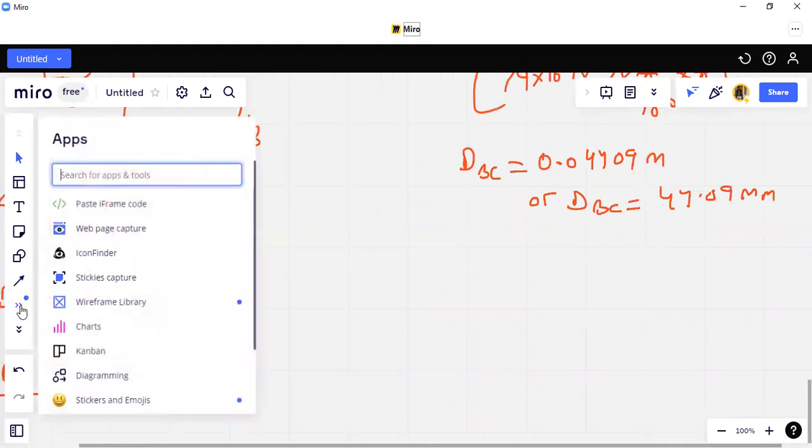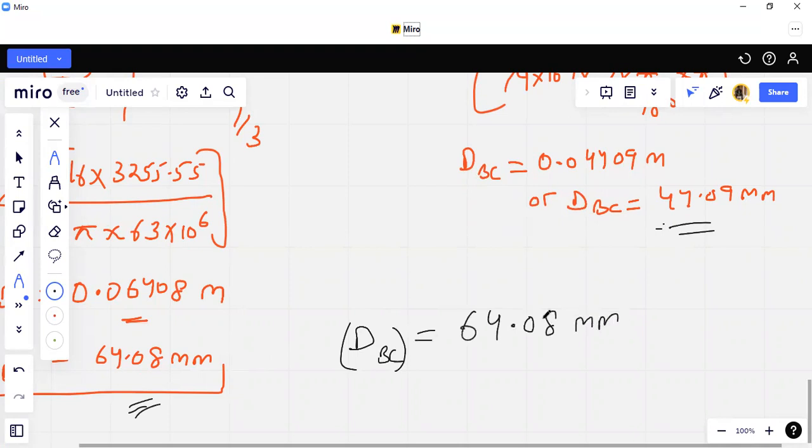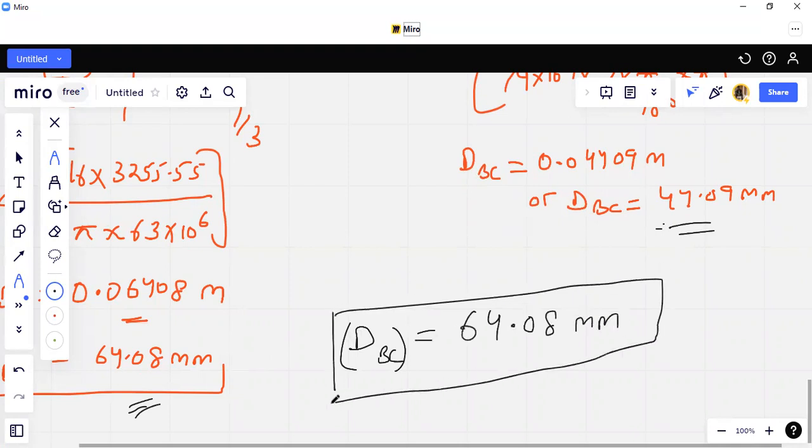So you have two values: 44.09 mm and 64.08 mm. Which value you will use? You know which value you have to use. You will consider the maximum diameter because it will satisfy both maximum shear and angle of twist criteria. So the maximum value of DBC will be 64.08 mm. This is the answer of part A.